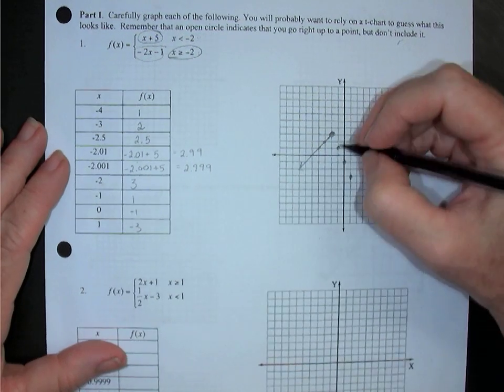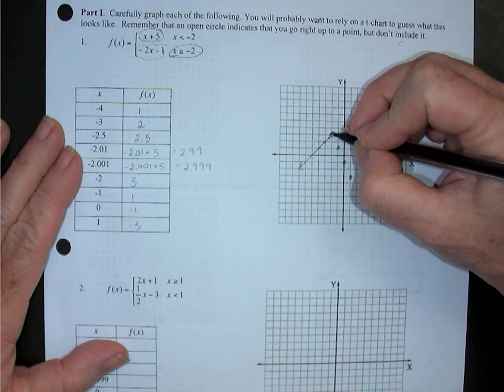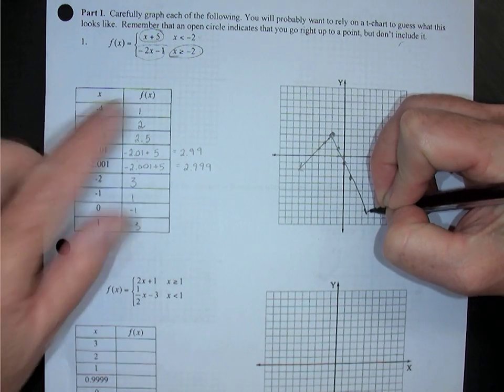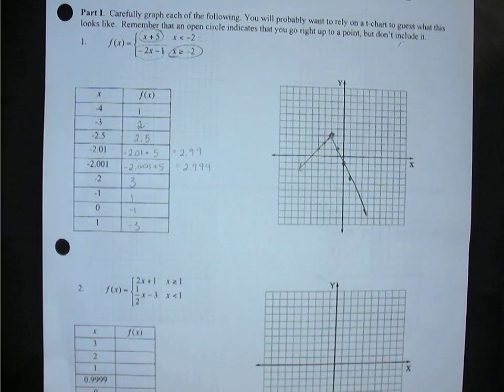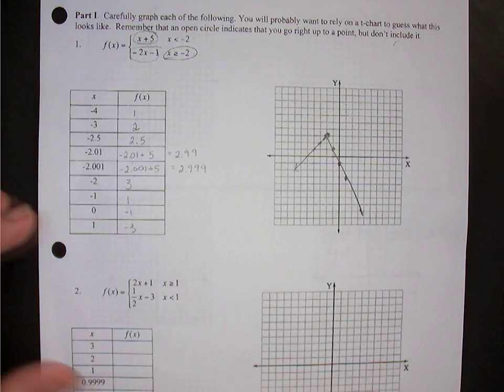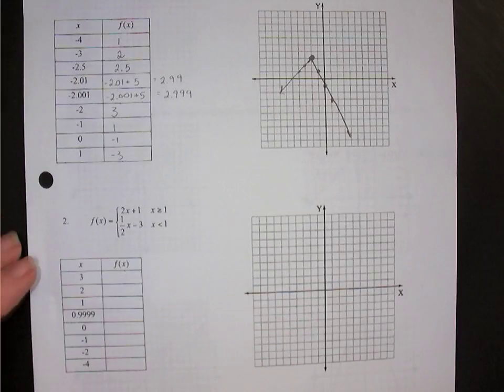And so now I know this part of the graph is again going to be linear. It kind of makes sense. It's a line. Y-intercept is -1. Slope is -2. So my piecewise graph is going to look like this. It's a little bit strange. Let's look at the next one.